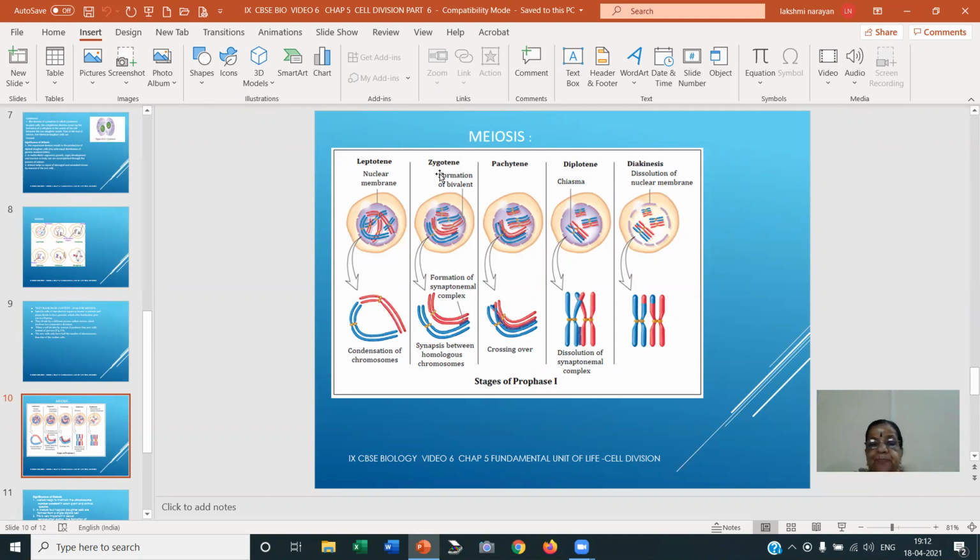Formation of pairing or synapsis as formation of bivalent. That is the formation of the synaptonemal complex. So we say synapsis between homologous chromosomes. The pairing is attached as a pair. Correct? These homologous chromosomes, paternal and maternal, come closer, side by side. Then in the pachytene stage, crossing over will occur.